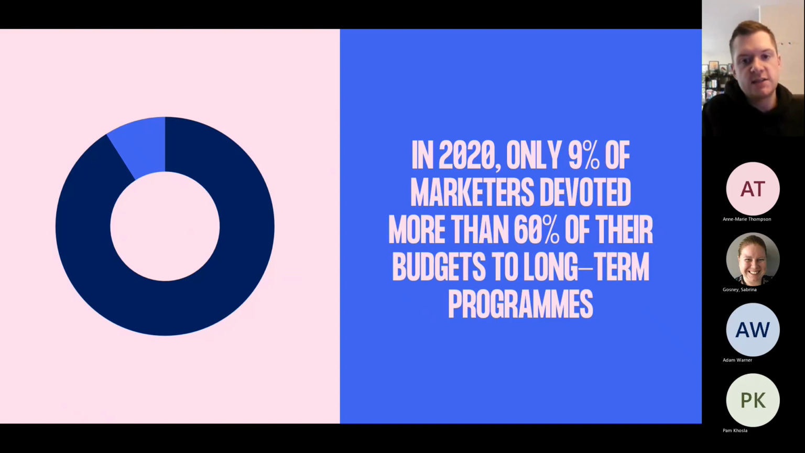Another stat here then, which suggests that only 9% of marketers focus on long-term programs. So what this is saying is 91% of people are very much focused in the here and now. I need to generate leads now. I'm not interested in the brand awareness that might kick in 6 months, 12 months time. I am focused on, I need leads now.